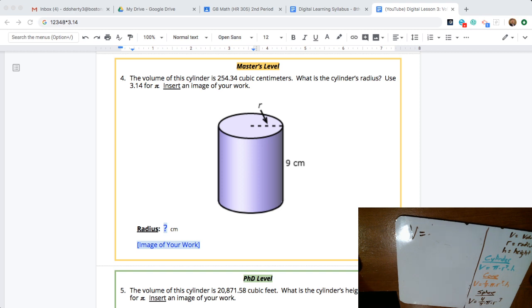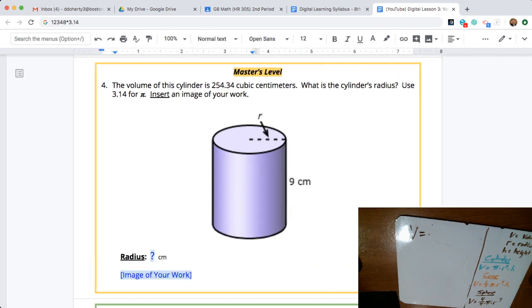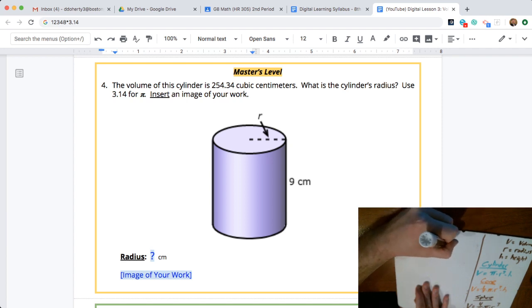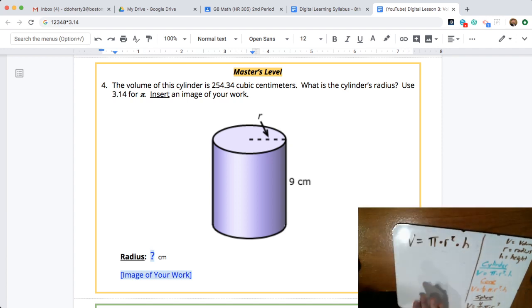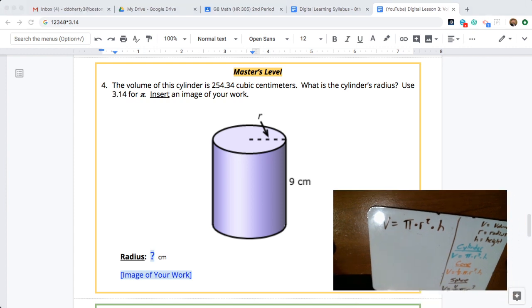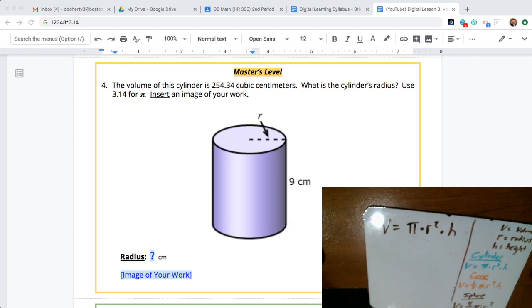Alright, so for this fourth problem, the shape that they provide us with is a cylinder. So the volume formula that we're going to be working with for a cylinder remains the same. It's going to be V equals pi times radius squared times height, which I'll copy on the whiteboard right now. But the difference this time is they've provided us with the volume of this cylinder. They've told us that the volume of the cylinder is 254.34 cubic centimeters. And we also see that the height of this cylinder is 9 centimeters.